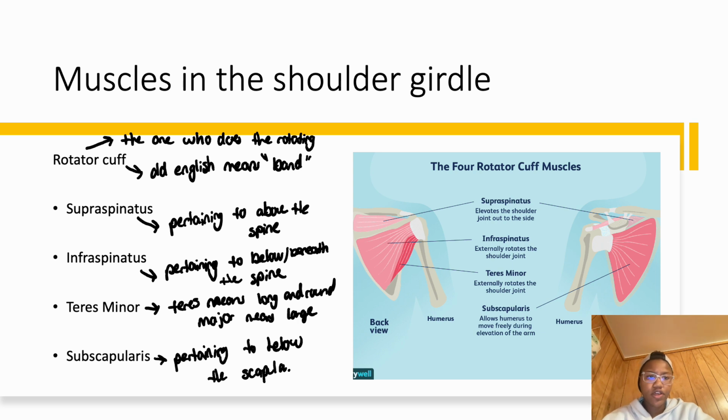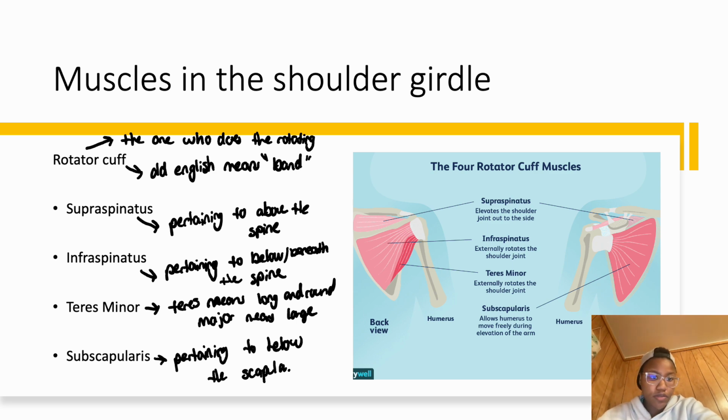rotator cuff muscles. So rotator cuff, so rotate means to turn, but rotator means the one who does the rotating, and then cuff is just old English for band, so the band of muscles that do the rotating of the shoulder. So we have supraspinatus, which literally means pertaining to above the spine. This is going to hold your humerus in place and it keeps your upper arm stable and it helps lift your arm. Then we're going to have the infraspinatus, which is pertaining to below or beneath the spine, and this is the main muscle that helps you rotate and extend your shoulder.